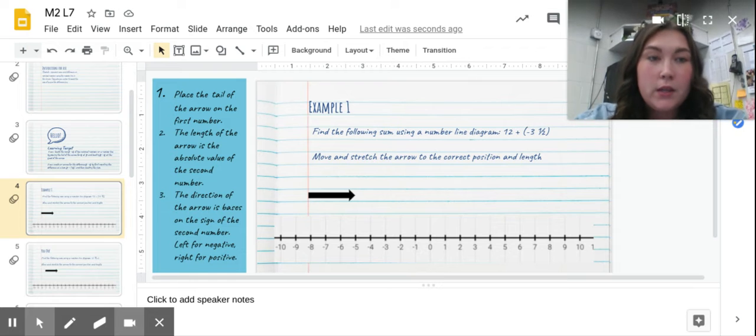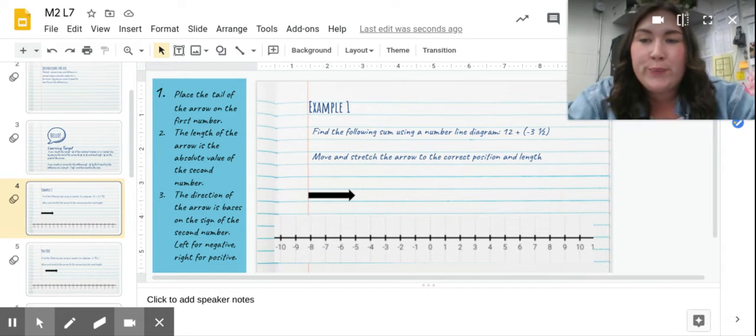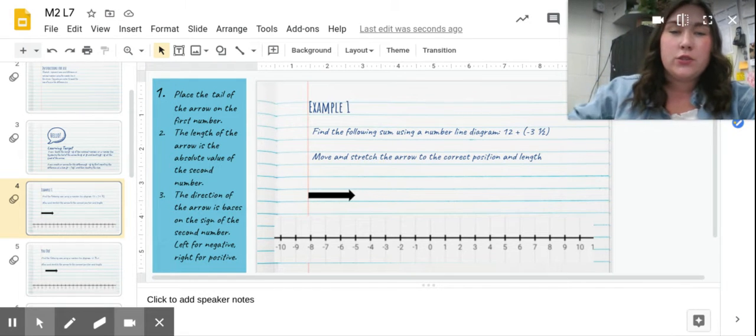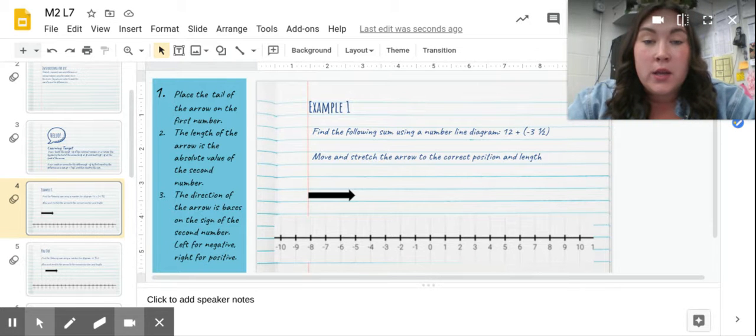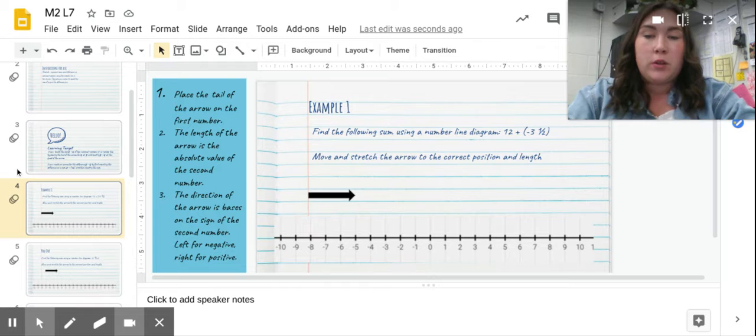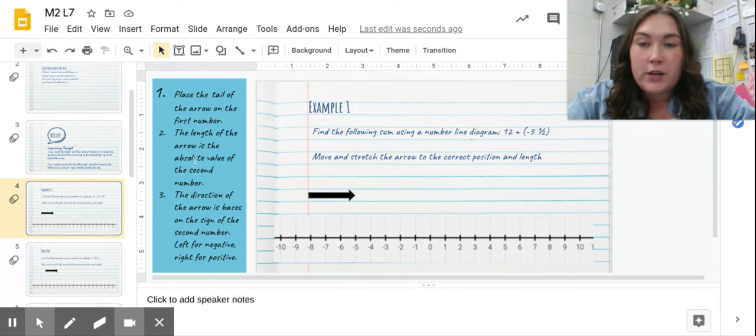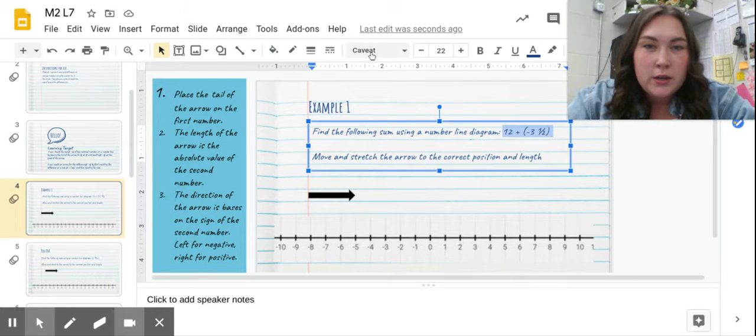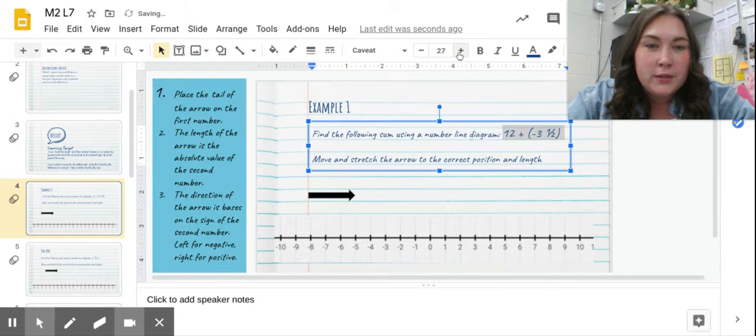All right, you guys, I'm going to quickly give you a little walkthrough of how to represent the sum of this problem on this number line. So I have the steps written over here. So you're going to place the tail of the arrow on the first number. So our number's right here. I'll blow that up for you guys.